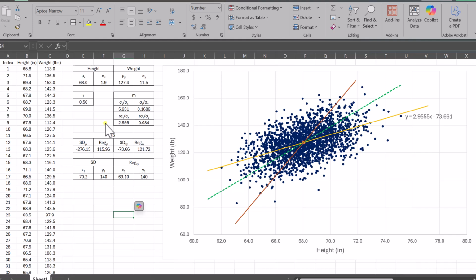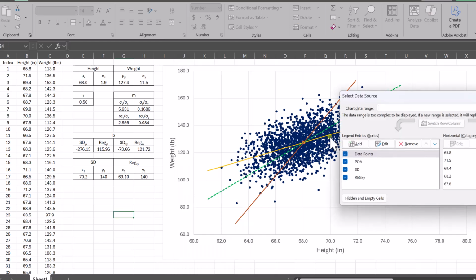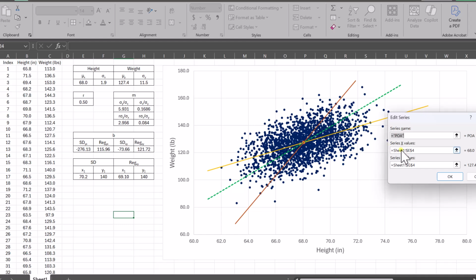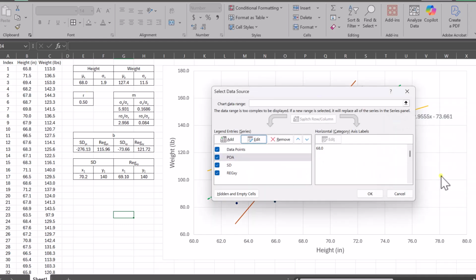But why doesn't the SD line change depending on what we label as the independent variable and the dependent variable? It doesn't change, but then why does the regression line change? The reason the SD line doesn't change is because, okay, here's the point of averages in the middle. I just added a separate point, the point of averages, which is just one point with the two average values. And there's the data points, and there's the different lines.